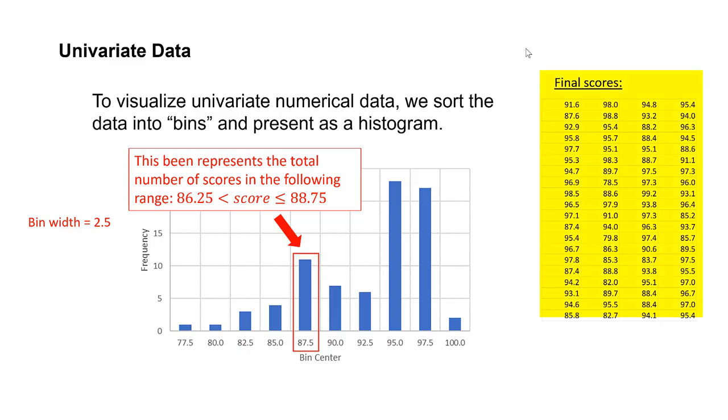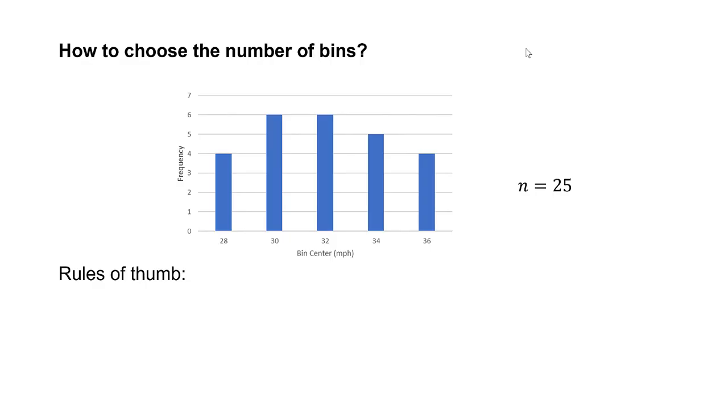Another example we looked at was a bunch of final scores in a class. So these are a bunch of students. Again, we put those data into bins. For example, we have this bin here. This bin with the red rectangle around it represents the total number of scores between 86.25 and 88.75. What we are displaying on the x-axis is the bin centers, and the bin width here for each of these bins is 2.5.